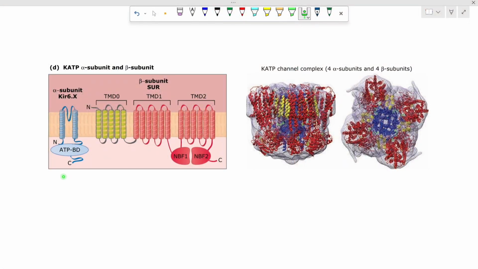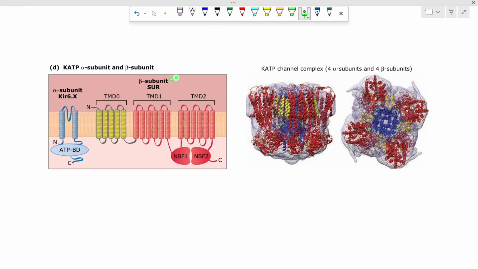This is the structure of the ATP sensitive potassium channel's alpha subunit and beta subunit. As I have mentioned, the alpha subunit is the real potassium channel called KIR 6.x. It contains 2 transmembrane alpha helices and 1 pore segment, as I have mentioned in my previous video, for ion selectivity. And this channel contains an ATP binding domain where ATP binds.